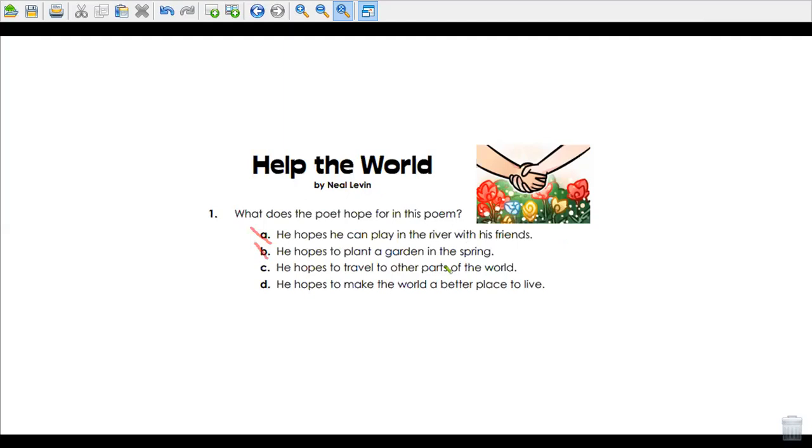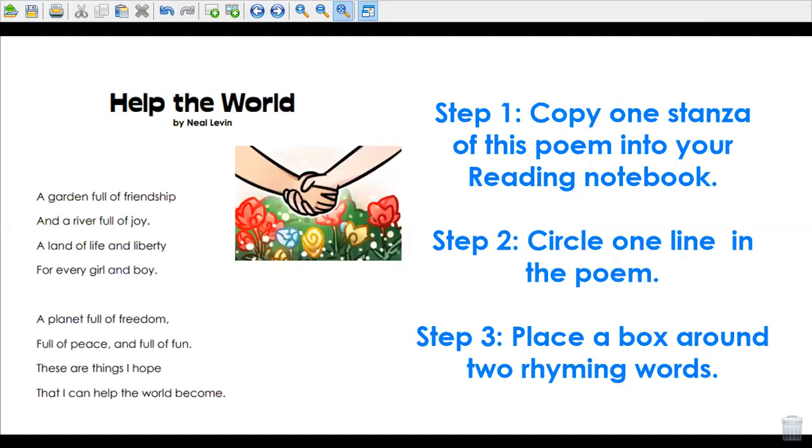Last up, if you slashed C, he hopes to travel to other parts of the world, then you are soaring, because our answer and the only thing left is D. He hopes to make the world a better place to live. Now let's think. What's some evidence that would tell us he hopes the world's a better place to live? You can pause the video here if you need to think about it for a second. I know one example would be a garden full of friendship and a river full of joy, because friendship and joy definitely would make the world a better place.